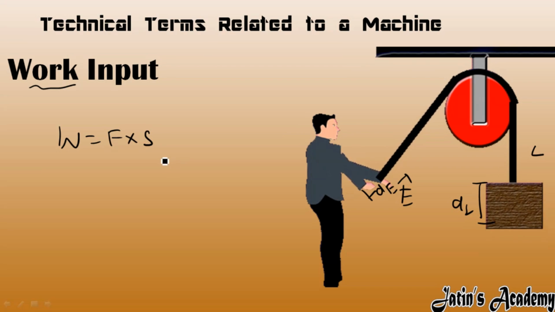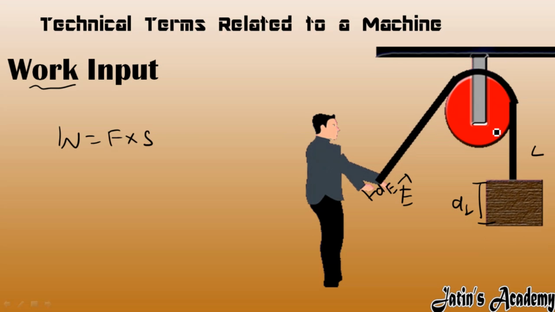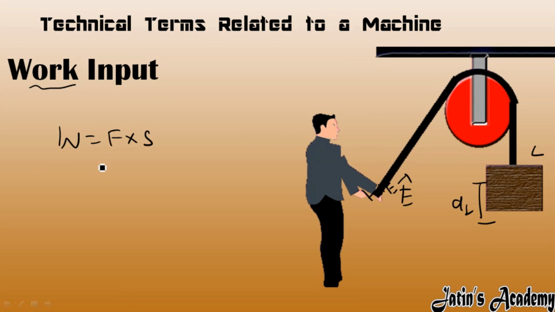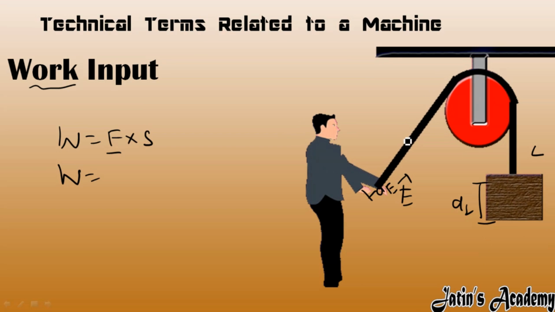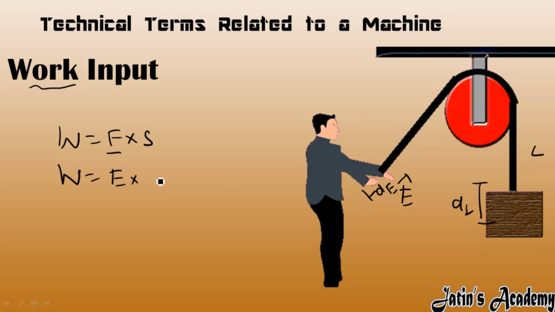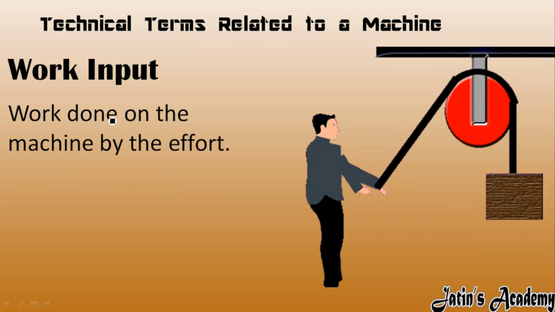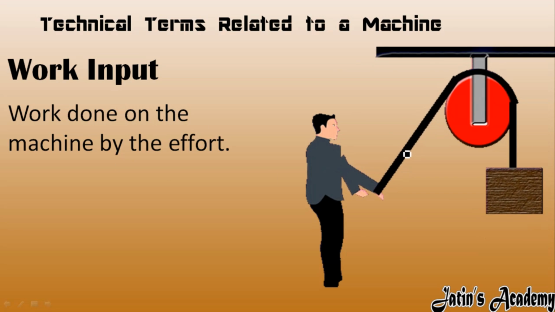So what is work input? Input means something is given to a machine, and who is giving work to a machine? A man is giving work to a machine. So in the case of work input, work done is equal to force. This man applies force on the machine, that is called effort, and the displacement occurring at the effort point is called displacement of effort. So this is basically work input. So what is the definition of work input? Work input means the work done on the machine by the effort. This is called work input.